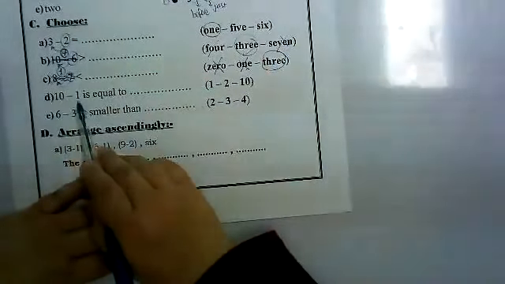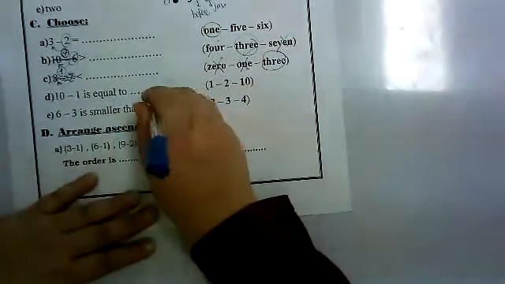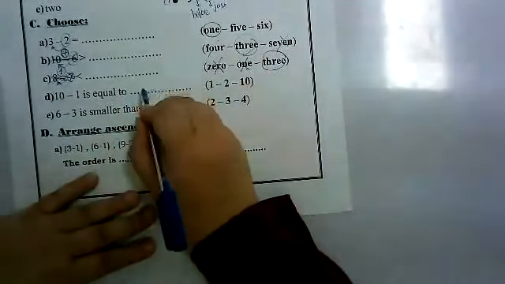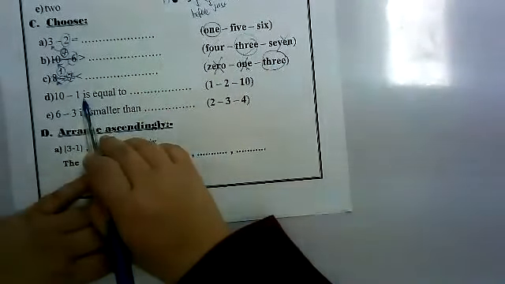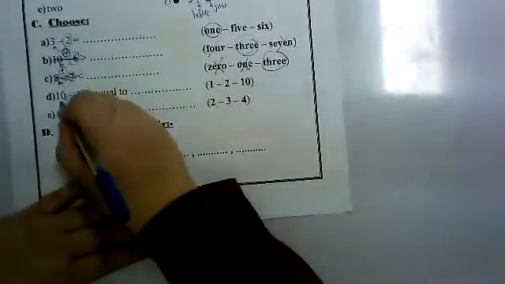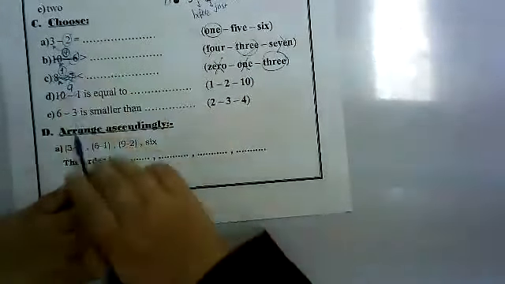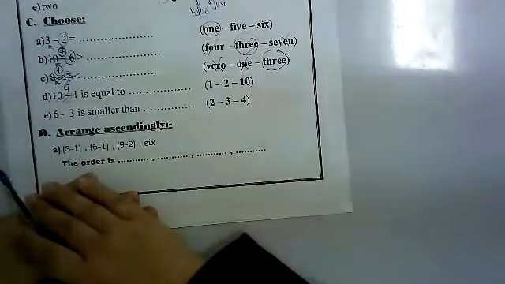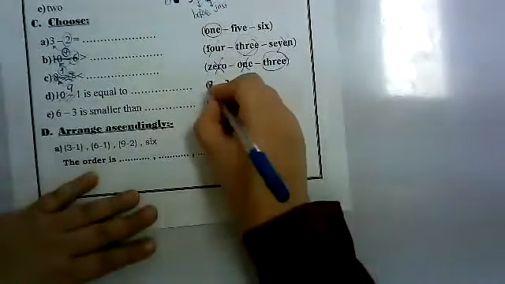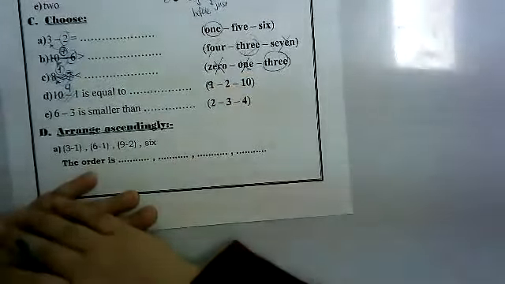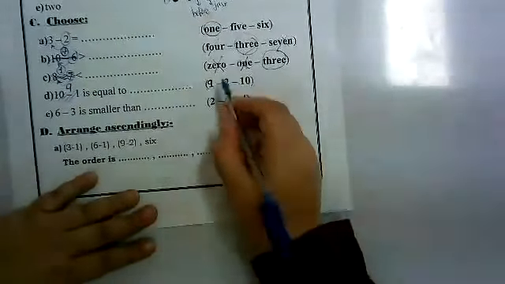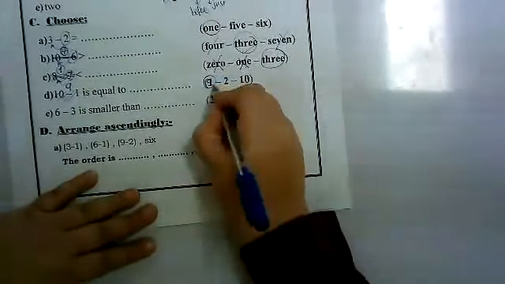Number D, 10 minus 1. Before we choose the answer from here, you have to solve this equation. 10 minus 1 means what's just before 10? What's just before 10 is 9. Okay, 9 is equal to what? Correct this number. This is not 1, it's 9, right? 9. Okay, so we are going to choose 9.